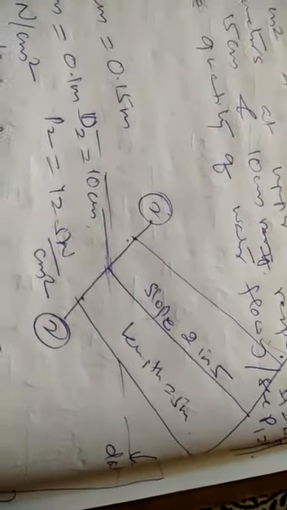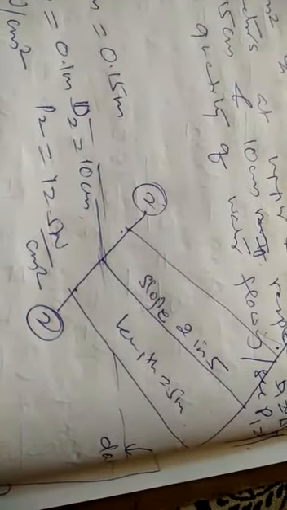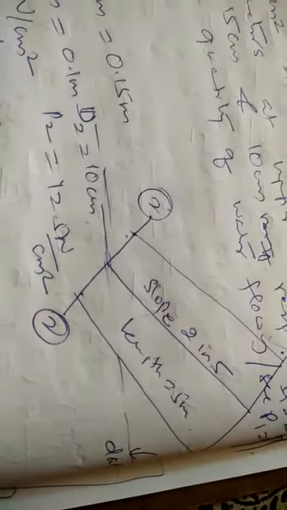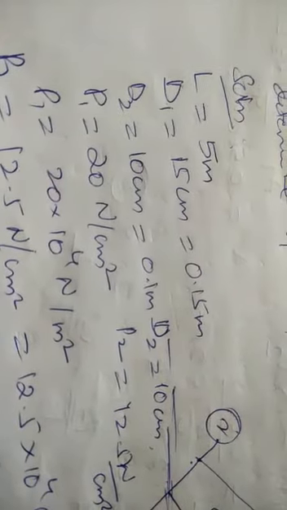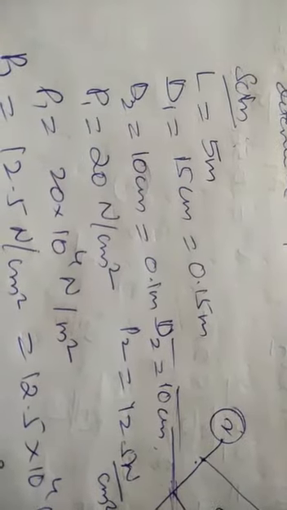Let us go to the diagram. Section 1 is the upper side, section 2 is the lower side. The slope is given as 2 in 5, and the length is 5 meter. We have the parameters given at section 1 and section 2. The length is 5 meter as shown in the diagram. D1 is given, D2 is given.